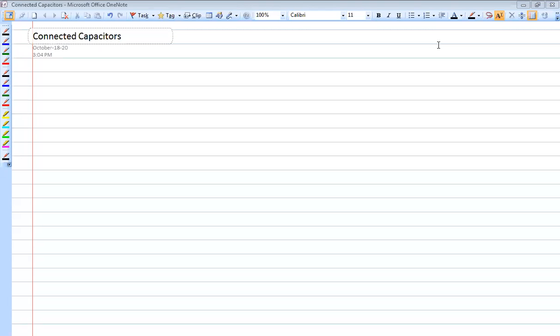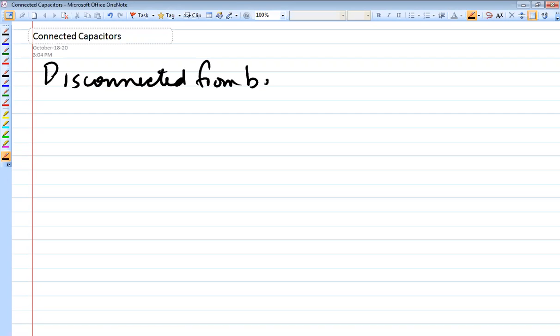In this video, I'll talk about the different ways you can connect capacitors together and how to calculate the final voltage and charge on the capacitors once they're connected. So there are two scenarios. Either you are disconnected from the battery, or you're going to be connected to the battery. So let's go disconnected from battery first.